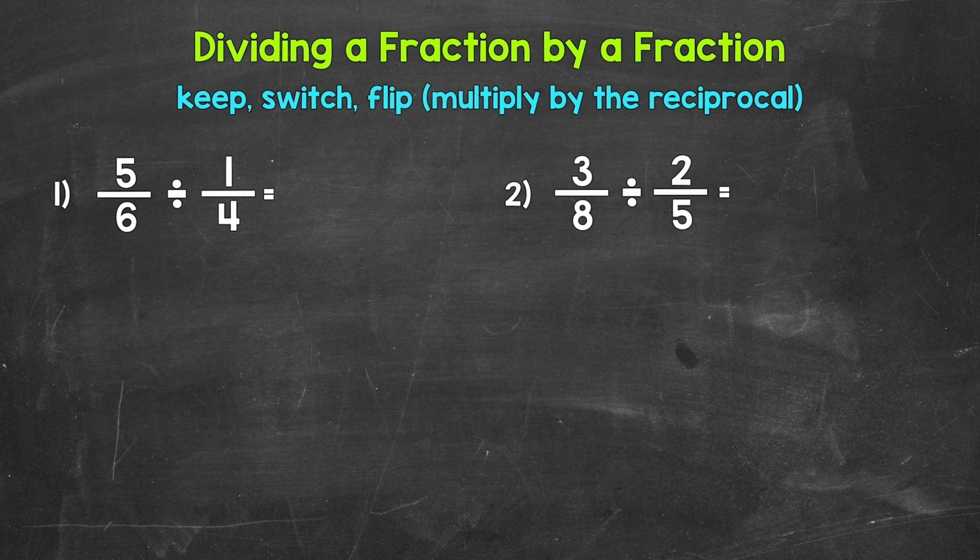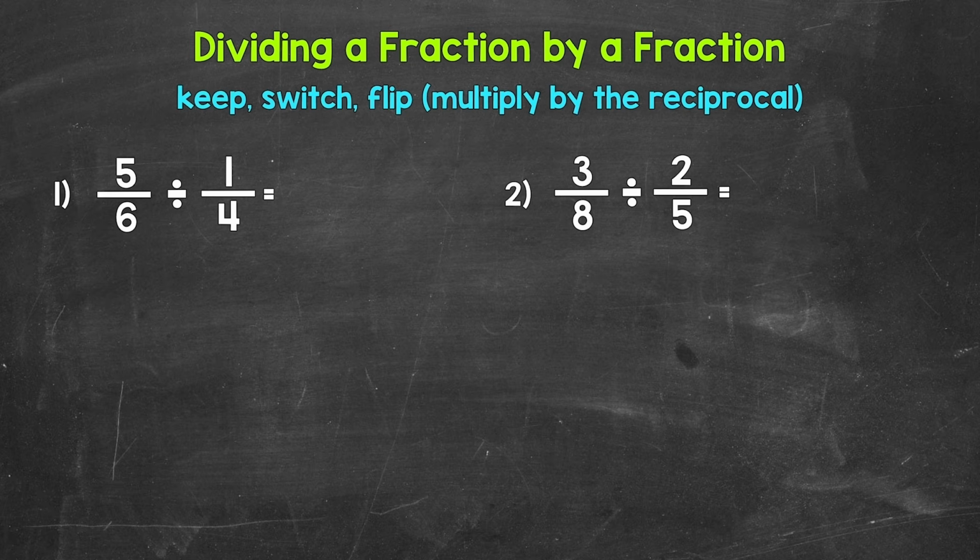We'll start with dividing a fraction by a fraction. Let's jump into number 1, where we have 5/6 divided by 1/4. So basically, we're figuring out how many groups of 1/4 we can make from 5/6. Or, in other words, how many 1/4 are in 5/6. Now, whenever we have a division problem involving fractions, we have 3 steps. Keep, switch, flip. We're actually going to rewrite the division problem as a multiplication problem.